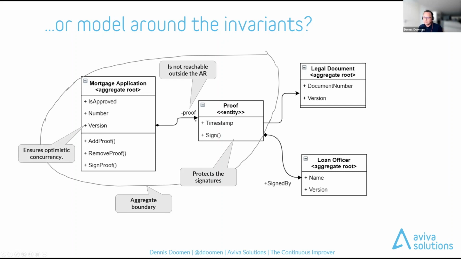I think there's even a balloon saying they use versions for optimistic concurrency. So whenever somebody adds proof, removes proof, or signs proof, it will bump the version of this entity stored in a database, which means if somebody else tries to do the same thing at the same time, because we have a concurrent system, it's not possible, because the version will be different than the one that you try to apply the signature to, and you get a message saying this mortgage application was changed by somebody else at the same time. That's the whole point here. So you model your entities, your aggregate roots, to protect the invariants.